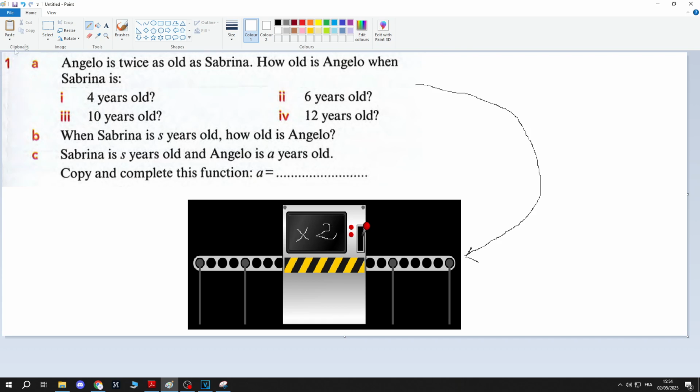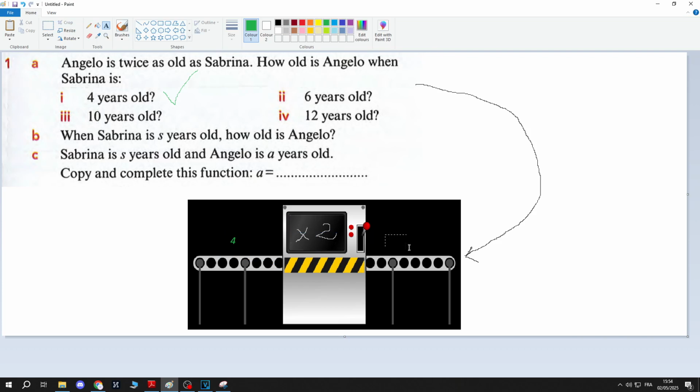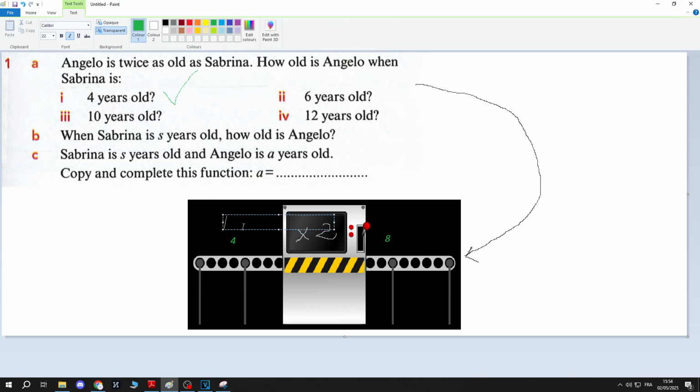So, just like we did at the start, to answer the first part of the exercise, all we have to do is place the number 4 at the start of the machine. 4 will get multiplied by 2. It will come out as 8. We will place the number 6. 6 will get multiplied by 2. It will come out as 12.